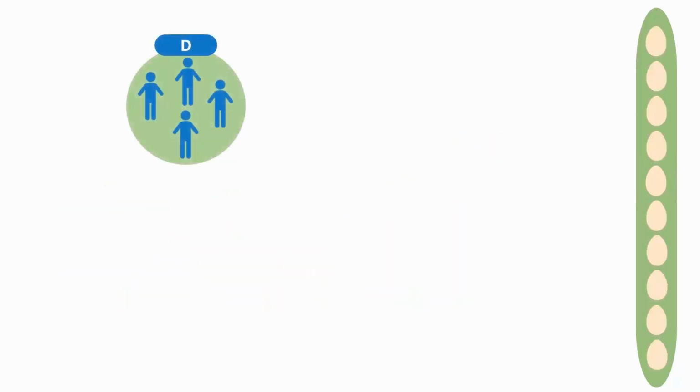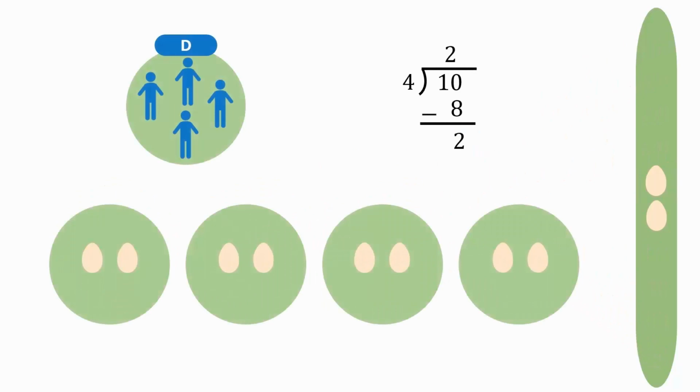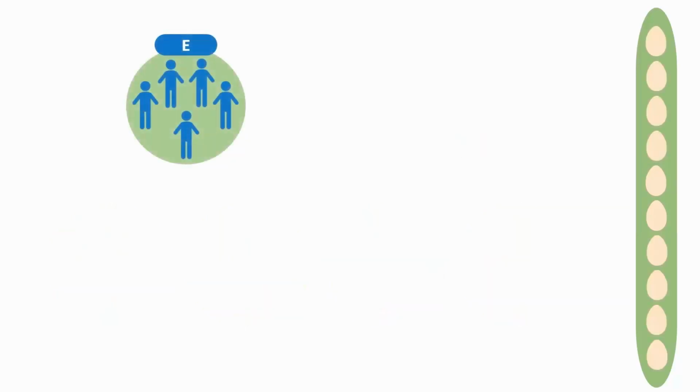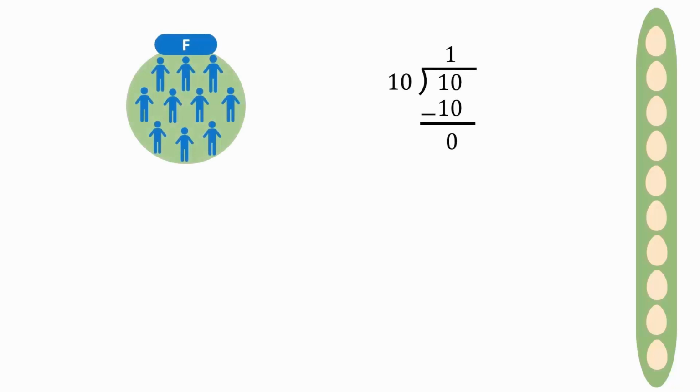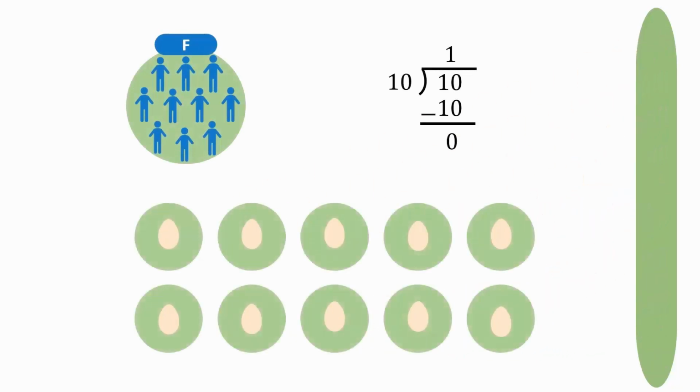For set D, each person will get 2 eggs, but that will leave 2 eggs remaining. Jamal cannot divide all 10 eggs completely among the people of set D because the remainder is not 0. The people in set E will get 2 eggs each, as 10 divided by 5 results in 2. The people in the last set will get 1 egg each, as there are 10 eggs and 10 people.